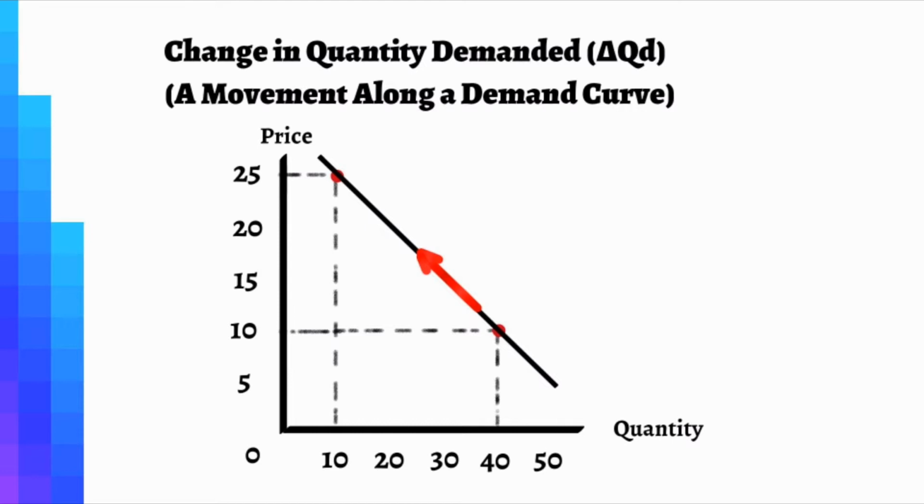A change in quantity demanded refers to a movement along the demand curve, which is caused only by a change in price. In this case, the demand curve doesn't move, rather, it moves along the existing demand curve.